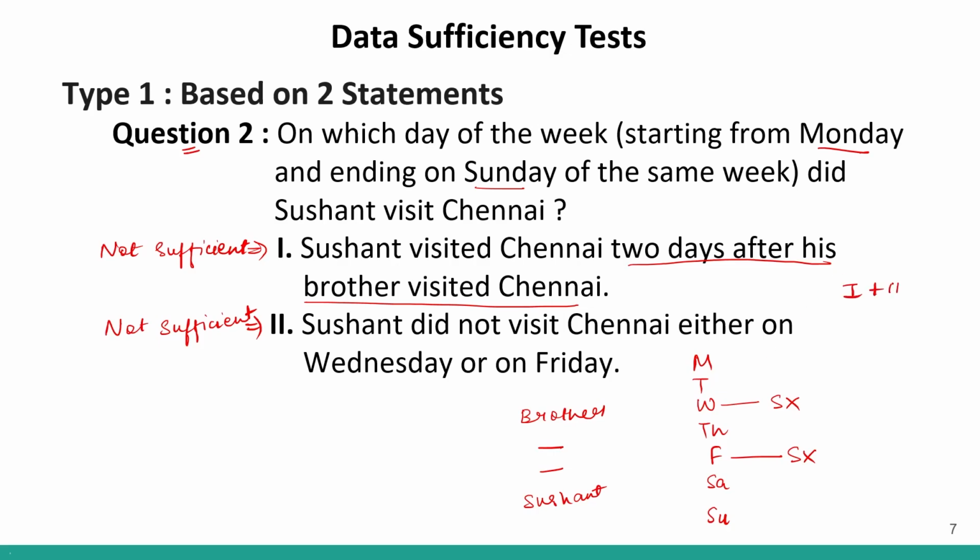Statement 1 plus 2. If I combine both statements, I know that Sushant visited 2 days after his brother. First possibility: the brother visited on Monday, so Sushant will visit on Thursday. This is the first possibility. Second possibility: the brother visited on Tuesday.